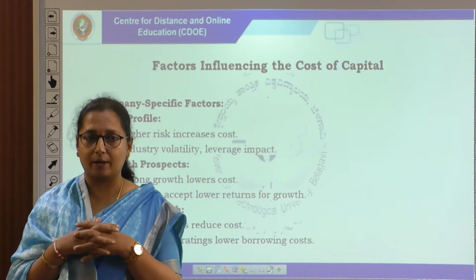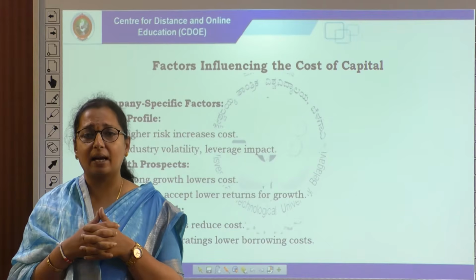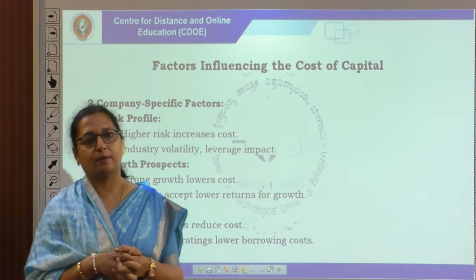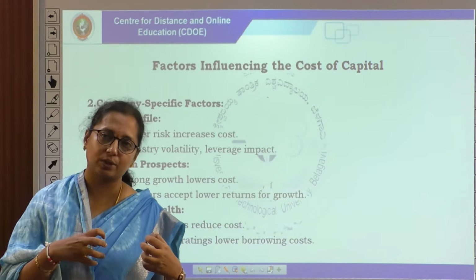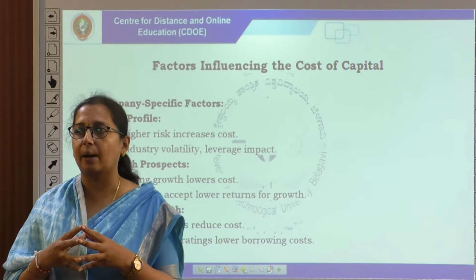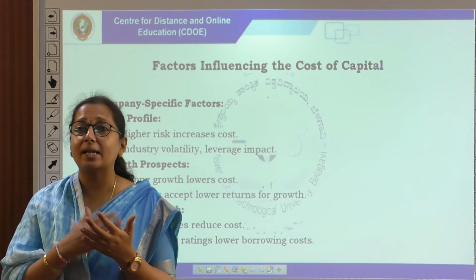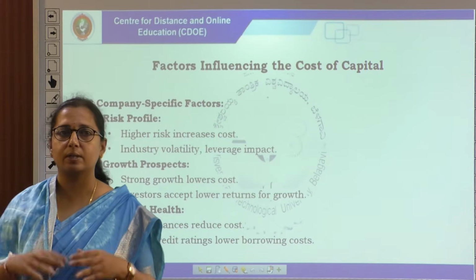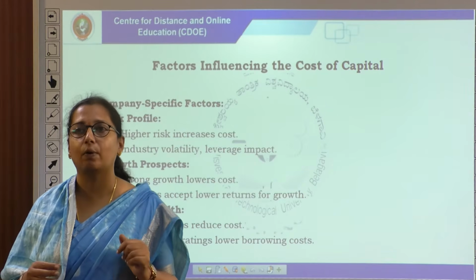The risk profile of a company: high risk increases cost, and industry volatility and leverage impact also play a major role in the company specific factor, that is the risk profile of a company. The risk profile tells us what the company is all about. When we raise capital through an initial public offering, we see where our investment is going to be invested. The prospectus gives detailed information about the vision, mission and objective of our company.